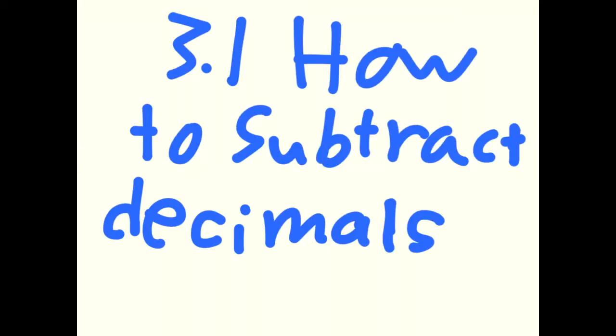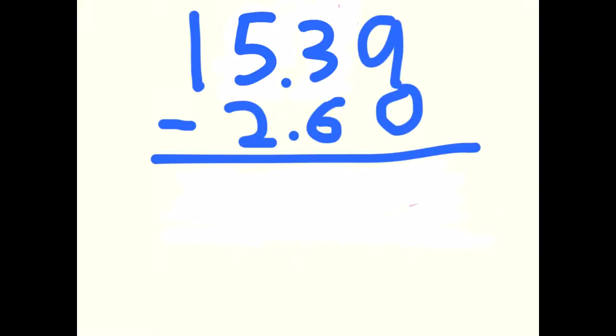Alright, let's move on to lesson 3.1, how to subtract decimals. Okay, so what you're going to do is you're going to line up the decimal, and then you see 15.39 minus 2.60, and it's basically like a regular subtracting problem, except it's decimals. So you'd go about it any way you do your own subtraction problem.